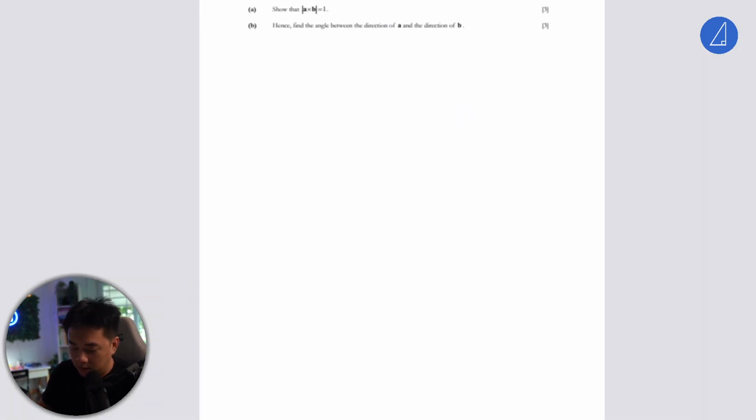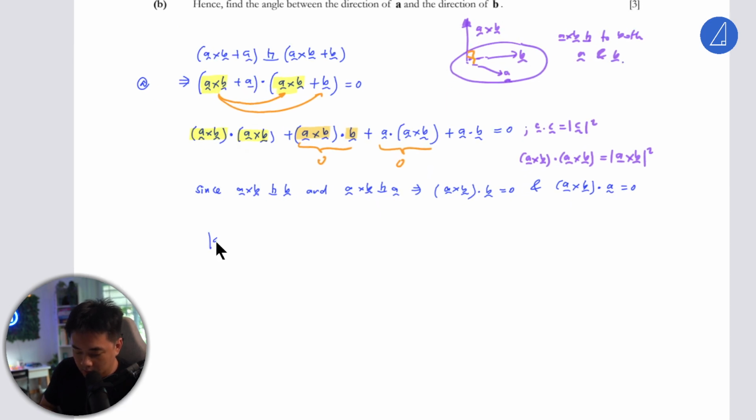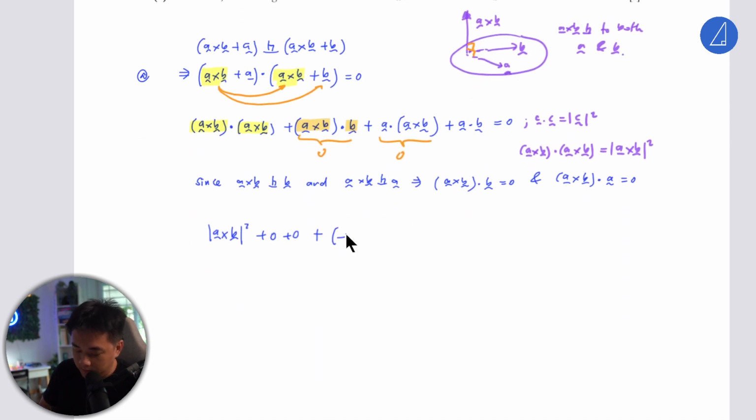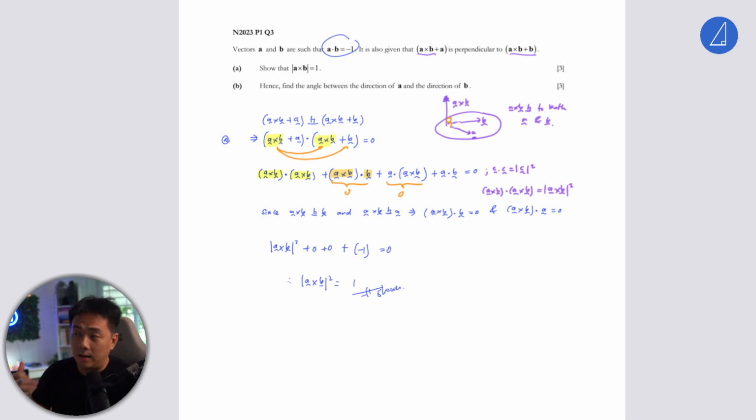So these two are scalar products of 0. Then this will be mod A squared. So this is mod A squared plus 0 plus 0. Then we're given that A dot B is -1, so this will be -1 over here, equals 0. So hence mod A cross B squared is equal to 1. Shown. Okay, so I need you to just understand this part here.